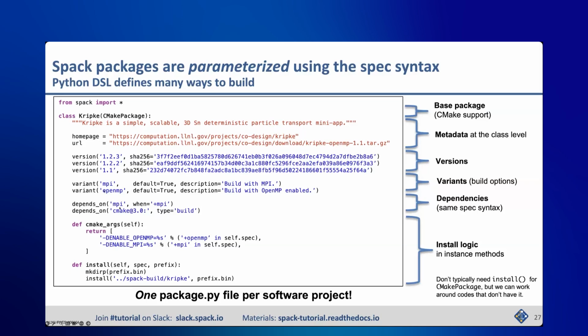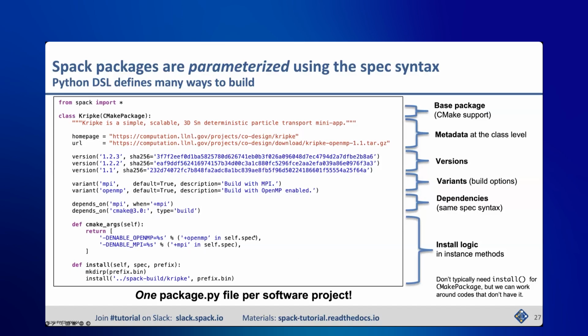And then finally, there's optional dependencies. So it depends on MPI when MPI is enabled, when plus MPI. That basically says if you disable MPI on this package, we're not going to have an MPI dependency. If you enable it, then we are. And this down here says the package depends on CMake, but it needs at least version 3.0. So the version specifier here is kind of like a Python array slice. And it's a build dependency. So it's only needed at build time. It's not needed after the package is installed.